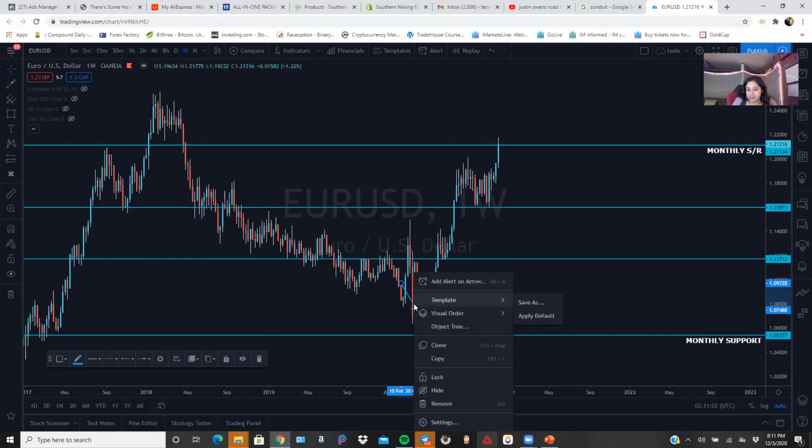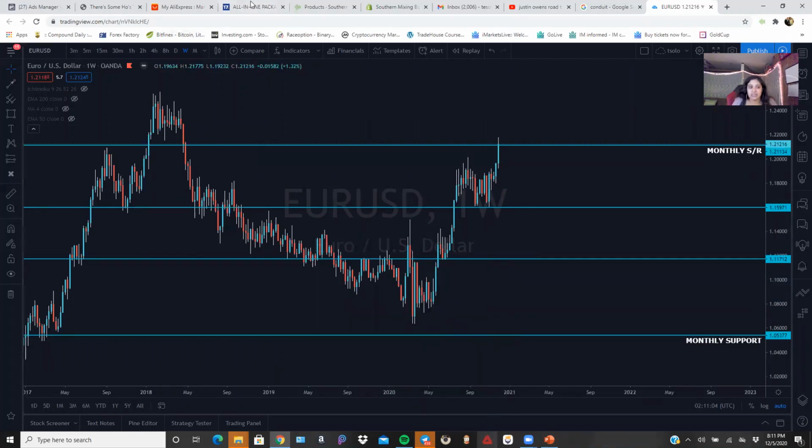And if you don't understand what the time frames mean, it means that on the monthly, each candlestick is worth a month of price action. On the weekly, each candlestick is worth a week worth of price action, okay?